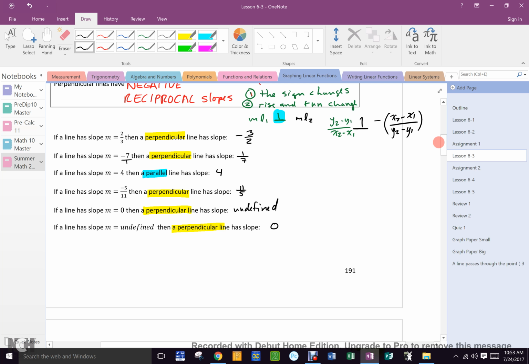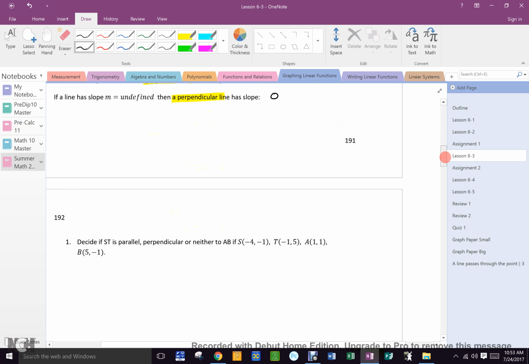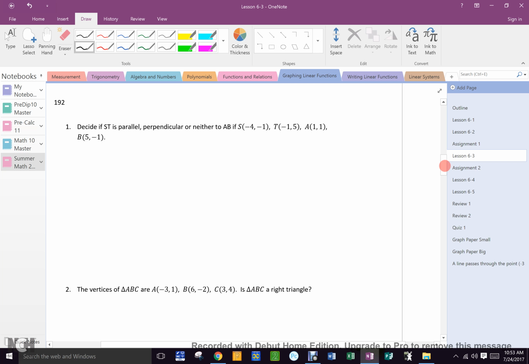Now, none of this changes what we do with actual equations. So we turn the page over to 192. Now, we have to decide if ST is parallel, perpendicular, or neither to AB. What decides on parallel, perpendicular, or neither? Is it the points on the lines? Is it their slopes? Is it what color we graph them with? What do we need to check?